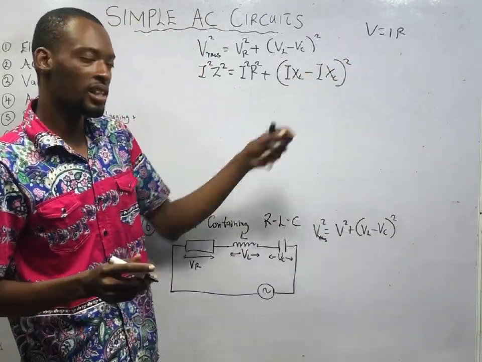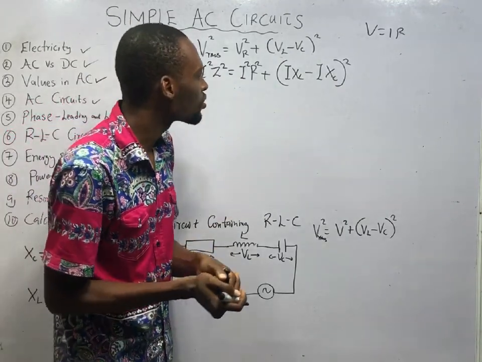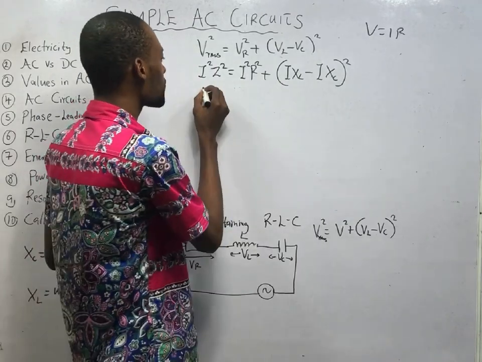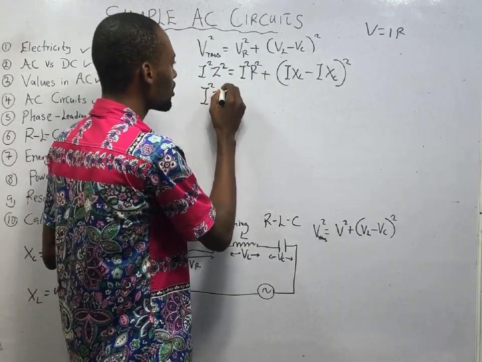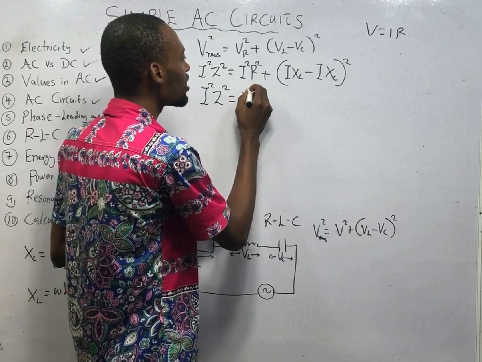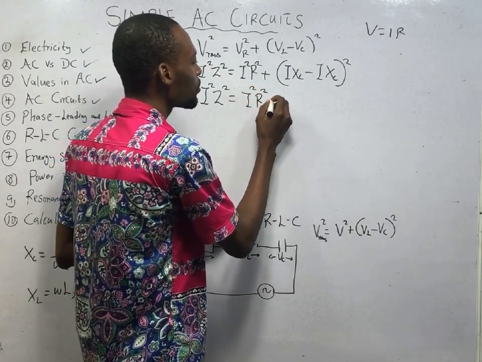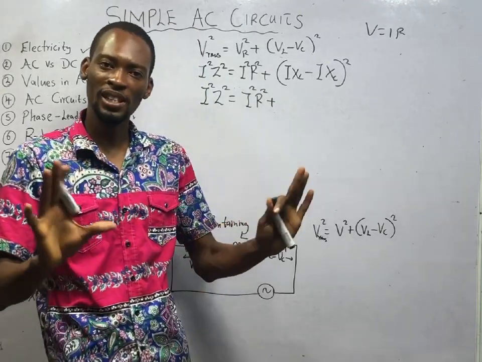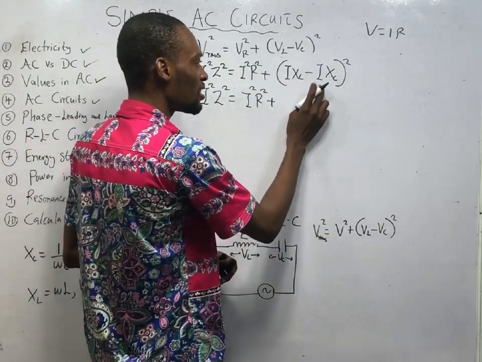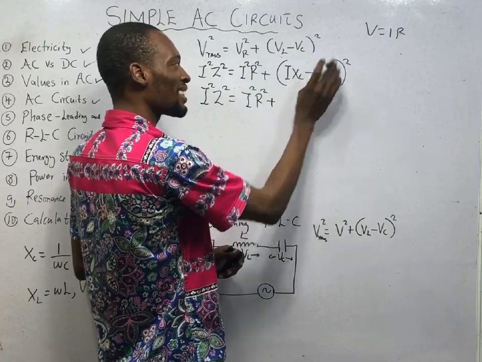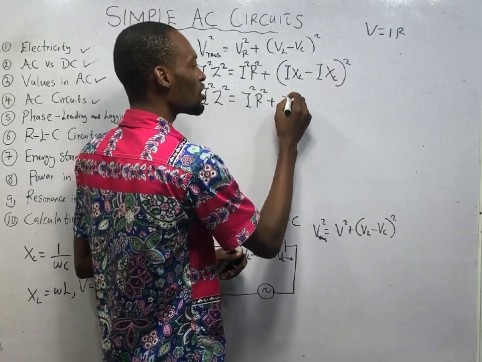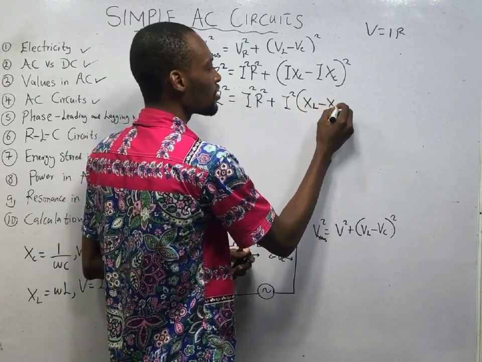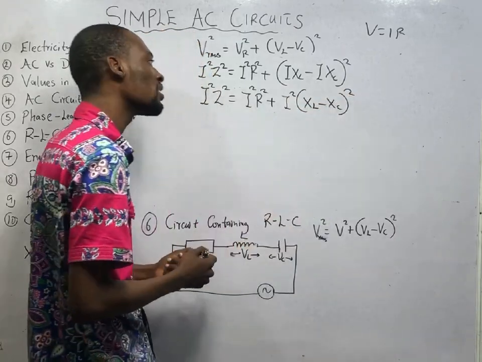So this and this. So what happens? We can actually factorize. When you bring out I, you have something like this: I squared Z squared is equals I squared R squared plus I squared (XL minus XC) squared. The currents in series connection are usually the same, so this is the same as this. And factorizing a bracket that has a square, when you bring out the current, it squares out. Then you have XL minus XC squared remaining.